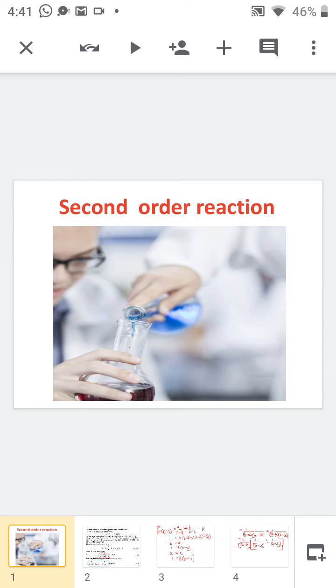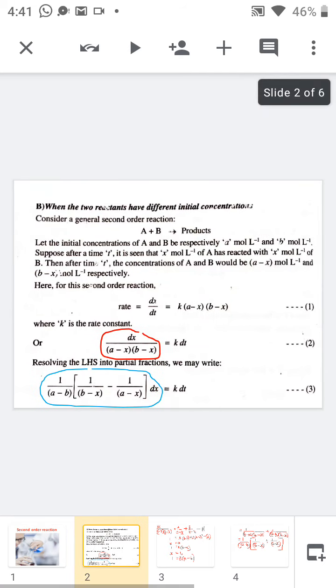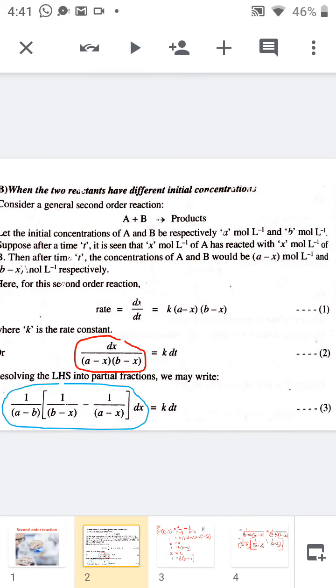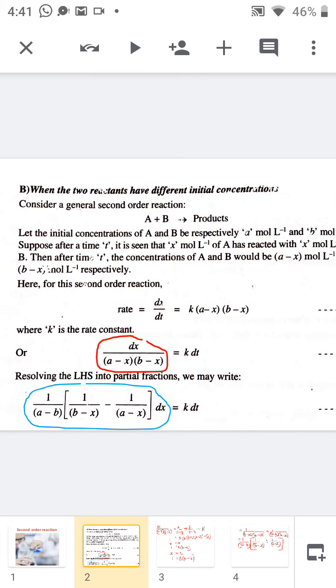So let them be capital A and capital B. We have to find out the integrated rate expression for the second order reaction having the reactants capital A and capital B as the different types of reactant involved in the second order chemical reaction. So our general equation is A plus B gives the product. Then the initial concentration of the reactant A is equal to small a, and the initial concentration of the next reactant B is small b.